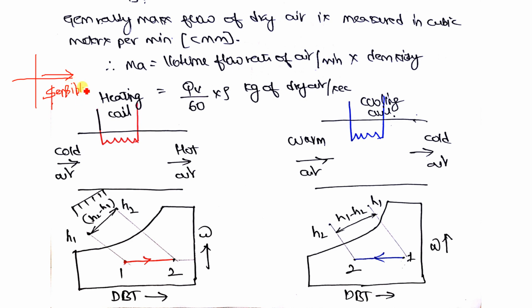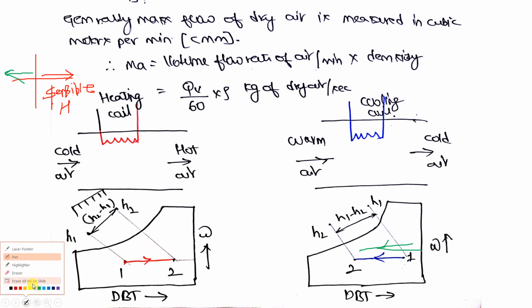Now, how do you represent the sensible cooling process? The sensible cooling process can be represented on the negative side of the x-axis. That means it is going from 1 to 2 in the negative direction. This is how the sensible cooling process is represented on the psychrometric chart.